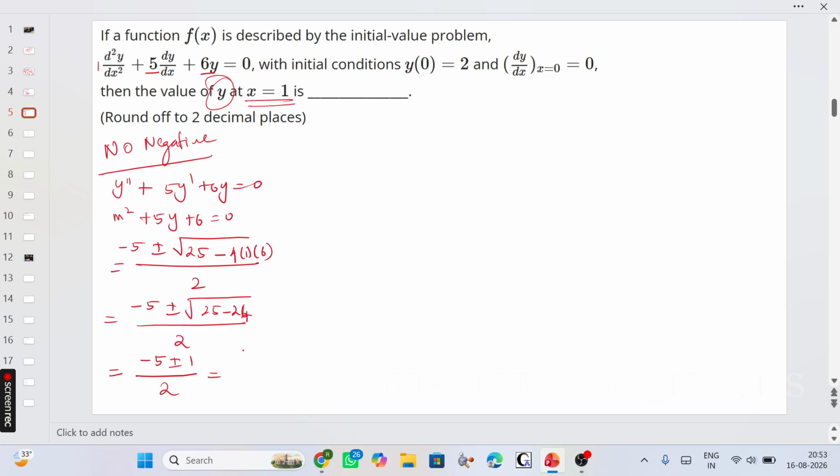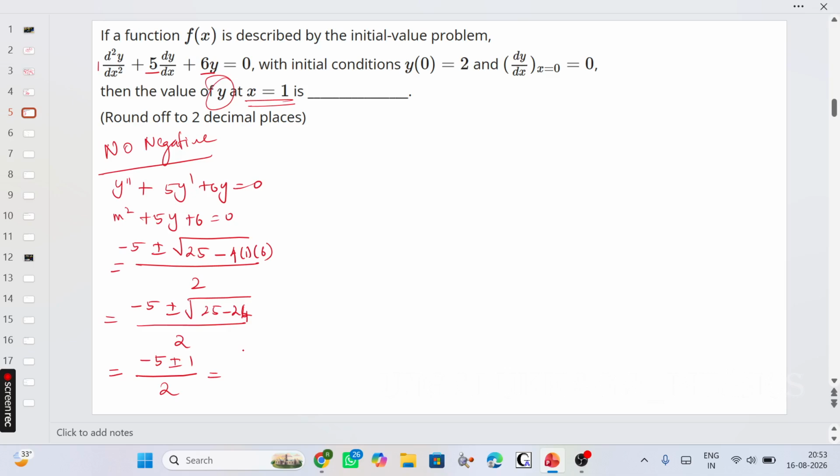So if we have real and distinct roots, we have a general format: y is equal to a e power m1x plus b e power m2x. Let's assume this is m1 and this is m2. You can use them interchangeably, it doesn't matter. So we have a e power minus 2x plus b e power minus 3x.